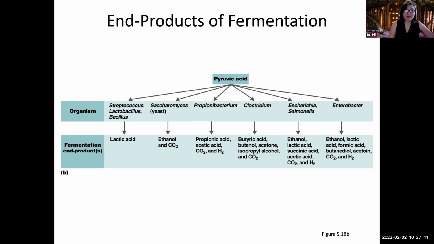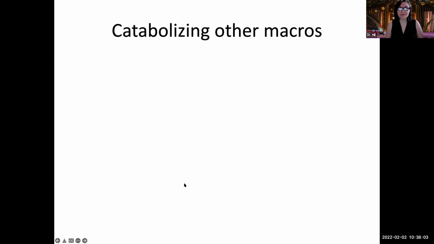However, there is something in common. All forms of fermentation produce the same amount of ATP. And what is it? Put that into the chat. Correct. 2 ATPs. Okay. I want to briefly, very briefly, discuss the catabolism of other macromolecules.